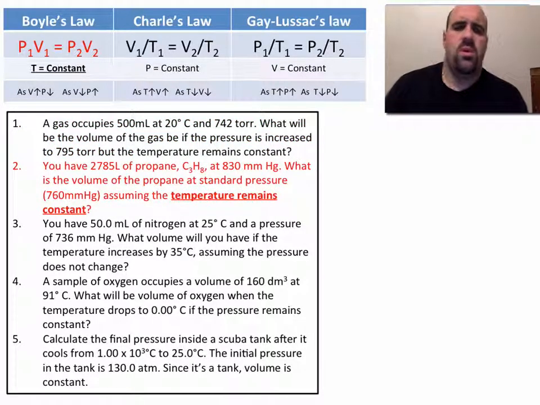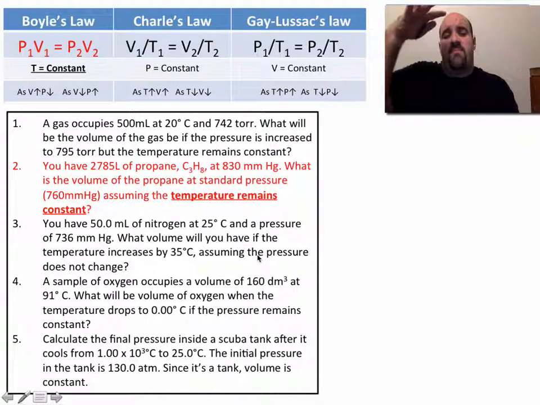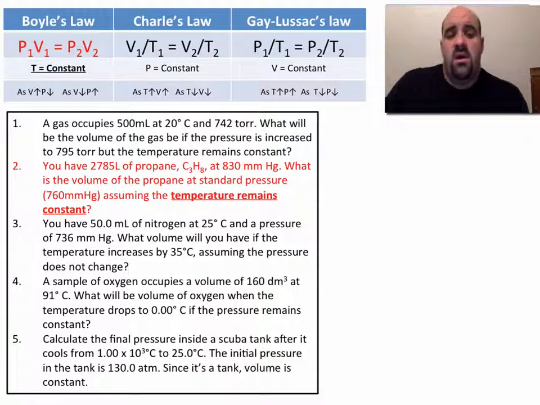Problem number 2. You have 2,785 liters of propane. Liters is a measure of volume. Think 2-liter bottle of soda. It's the amount of something. So you have propane, and that's called C3H8. It's at 833 millimeters of mercury. What is the volume of the propane at standard pressure?